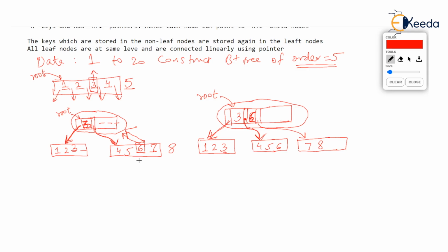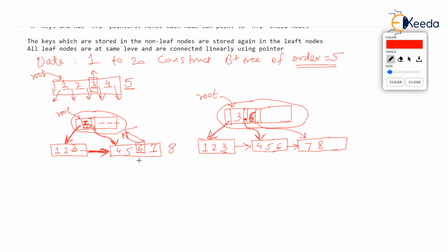Additionally, whatever leaf nodes we have are always connected. Check this connection. Leaf nodes are always at the same level and they are always connected sequentially using an additional pointer. So the 1, 2, 3 in the latest diagram will be connected to 4, 5, 6, and 4, 5, 6 will be connected to 7, 8. This is the latest tree we have.